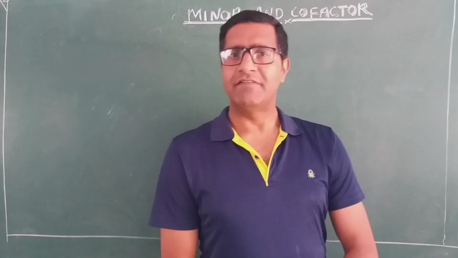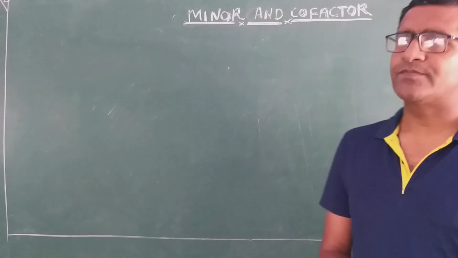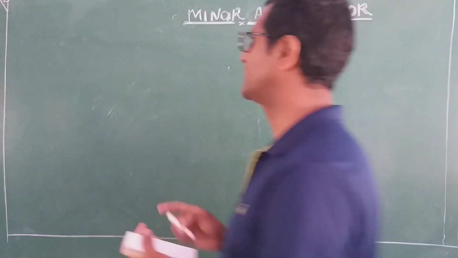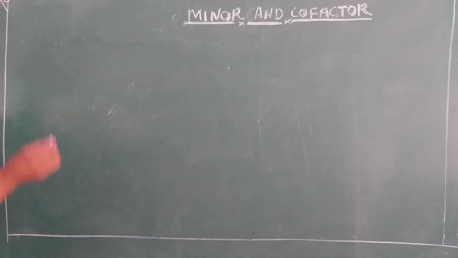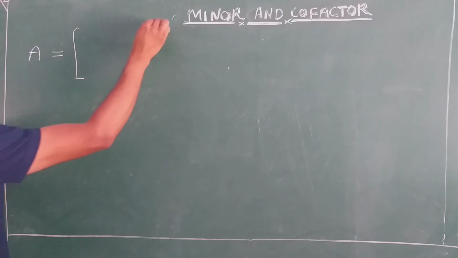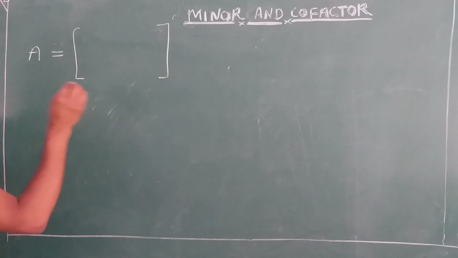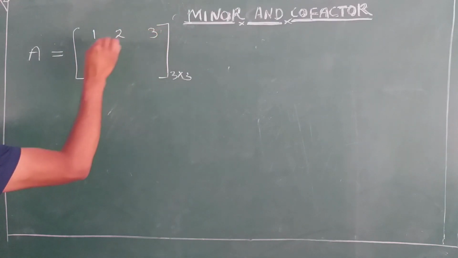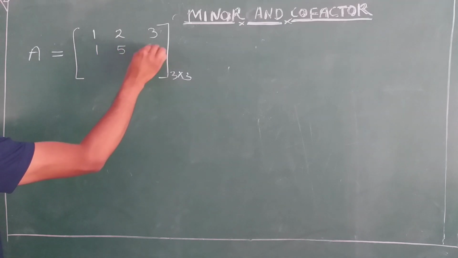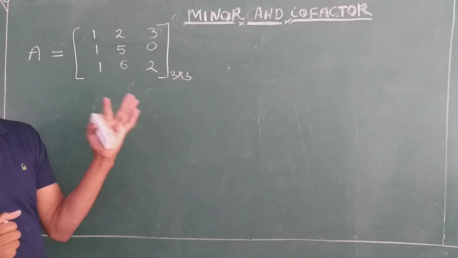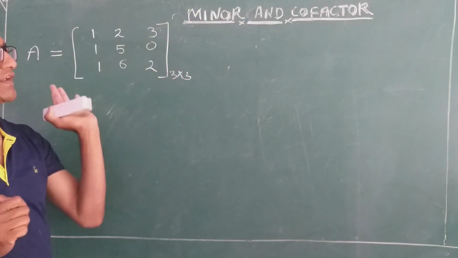Now, today I will tell you about minor and cofactor. It is a basic introduction of minor and cofactor. Let us suppose we have a matrix of order 3 by 3. I am writing the elements of matrix A of order 3 by 3, having elements 1, 2, 3, 1, 5, 0, 1, 6, 2. I want to find out its minor and cofactor.